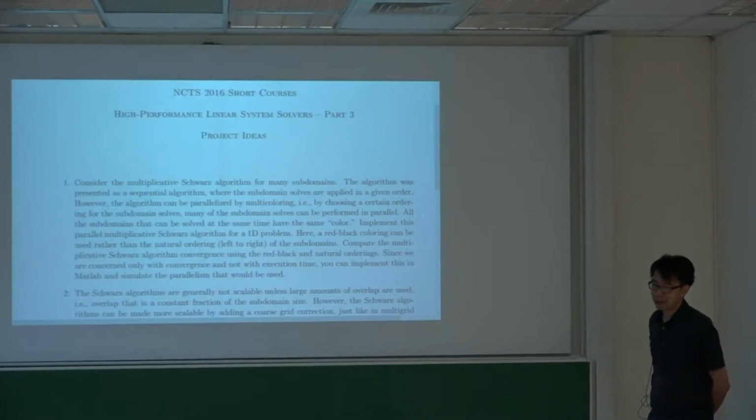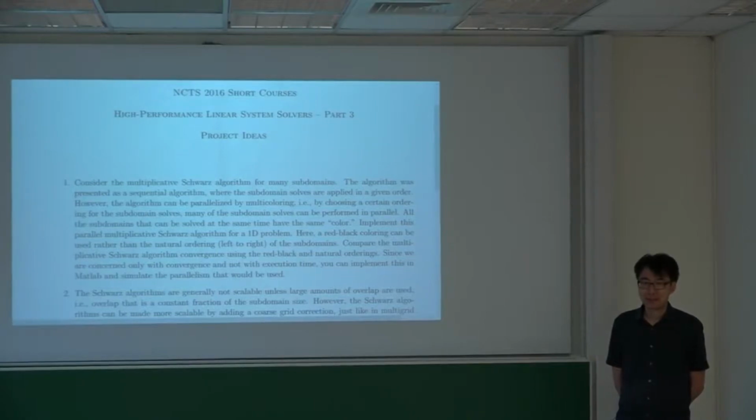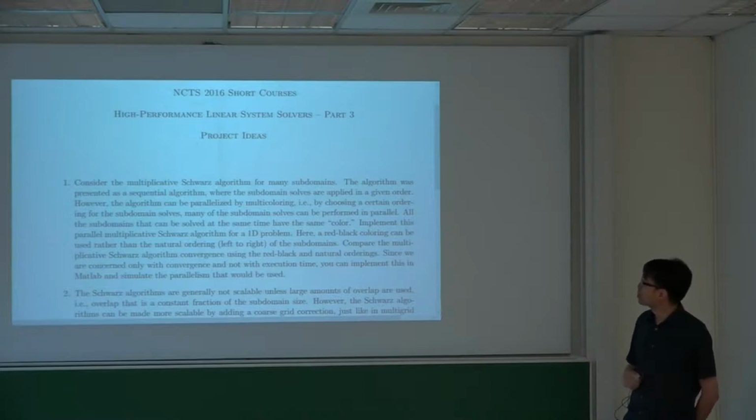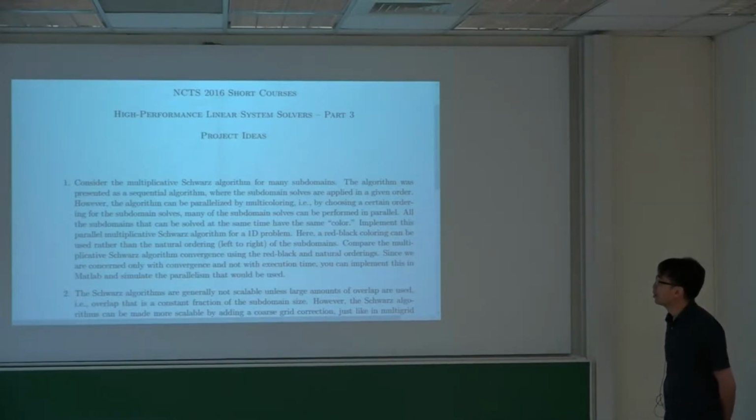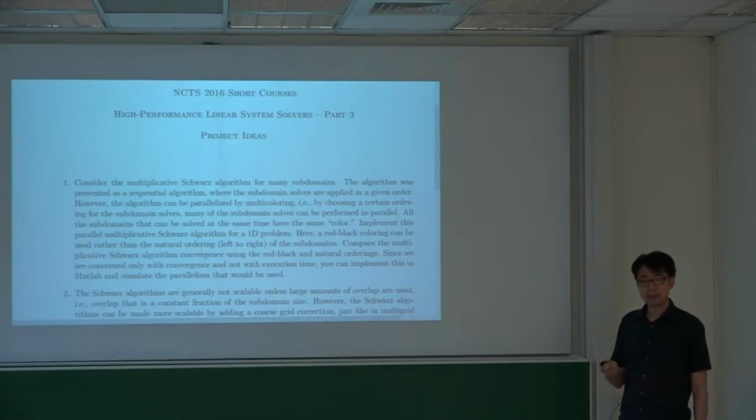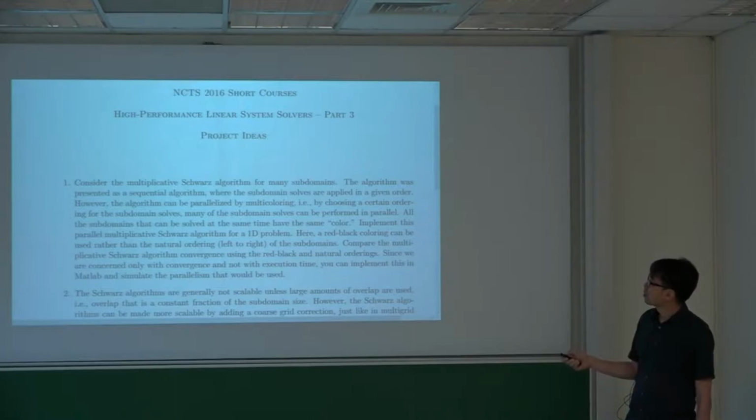So last class we talked about domain decomposition, overlapping domain decomposition methods, and a couple of project ideas related to that. And the exercise that you did last night for today had to do with looking at additive Schwarz with just two subdomains. One idea is to extend these Schwarz methods to multiple subdomains and to see what the convergence looks like. So the first idea is to look at multiplicative Schwarz for many subdomains.